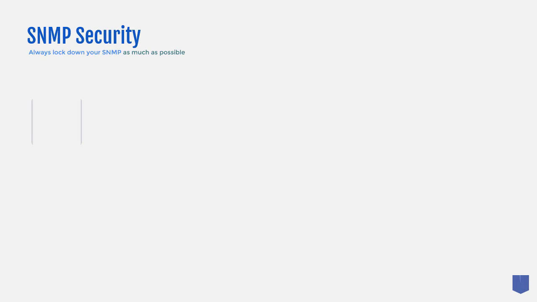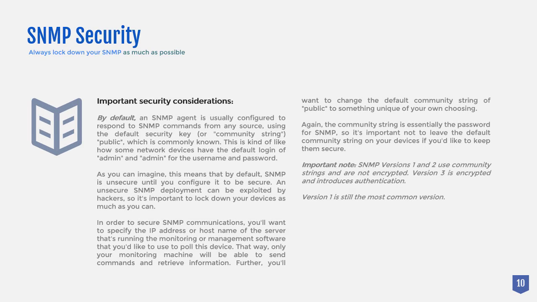By default, an SNMP agent is usually configured to respond to SNMP commands from any source, using the default security key or community string public, which is commonly known. This is kind of like how network devices often have the default login of admin and admin for the username and password. As you can imagine, this means that by default, SNMP is unsecure until you configure it to be secure. An unsecure SNMP deployment can be exploited by hackers, so it's important to lock down your devices as much as you can.